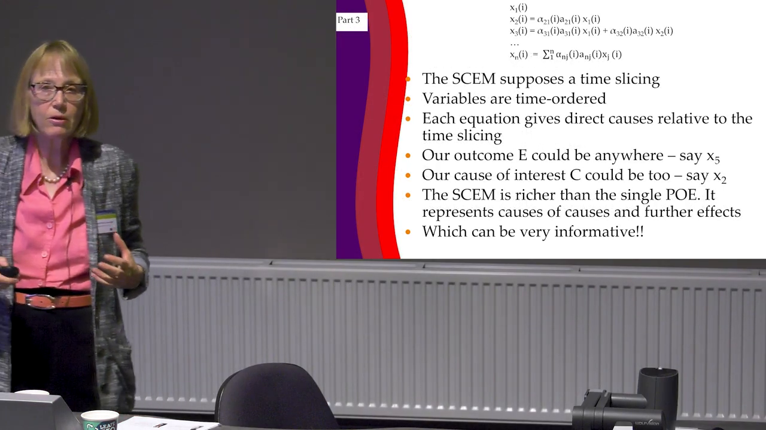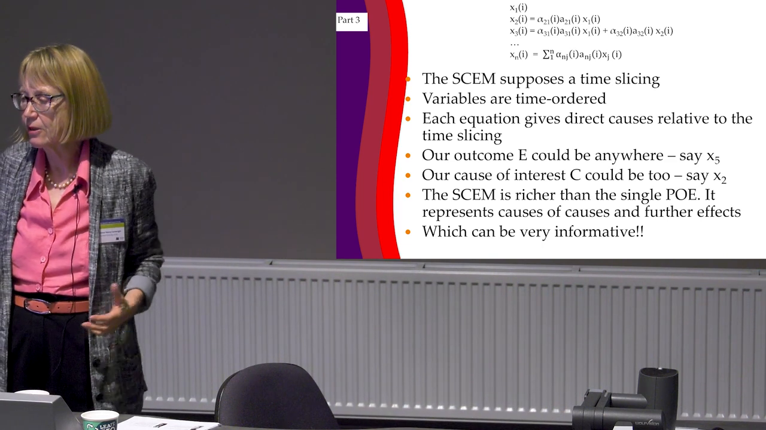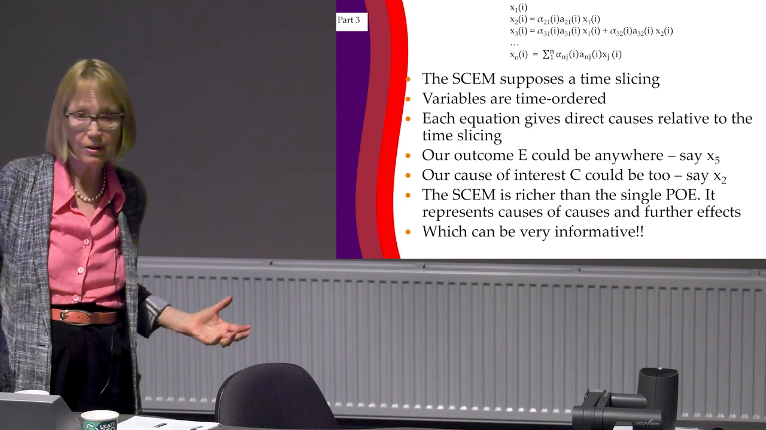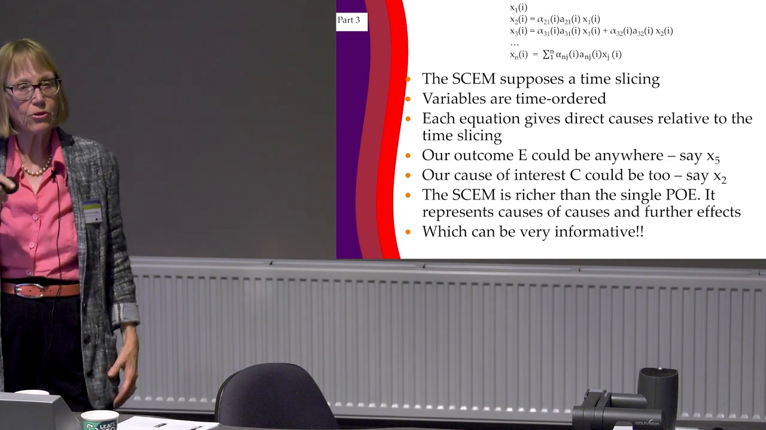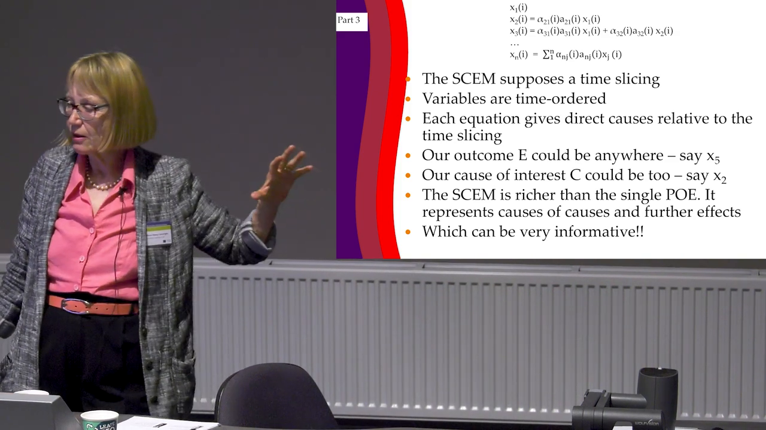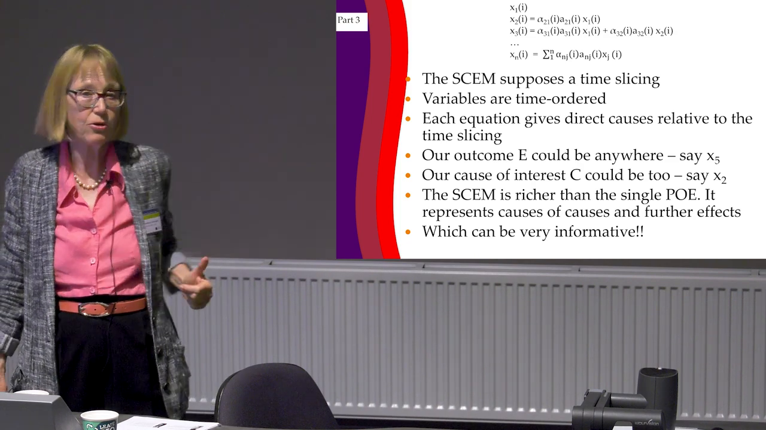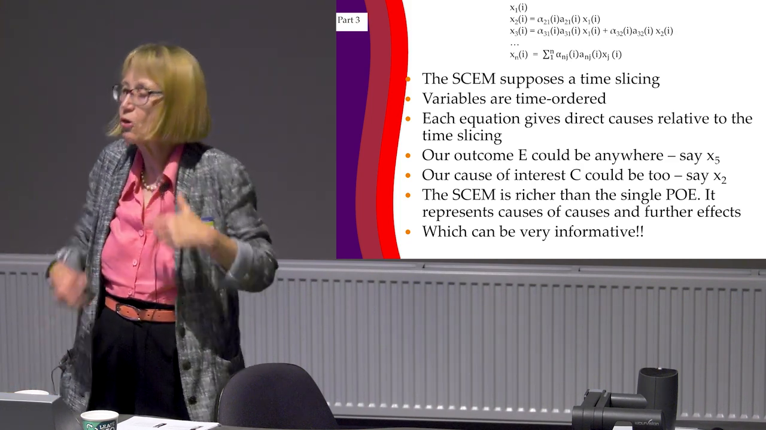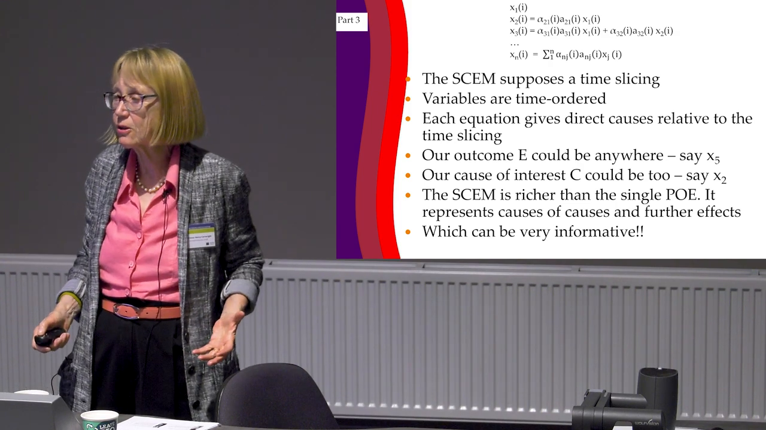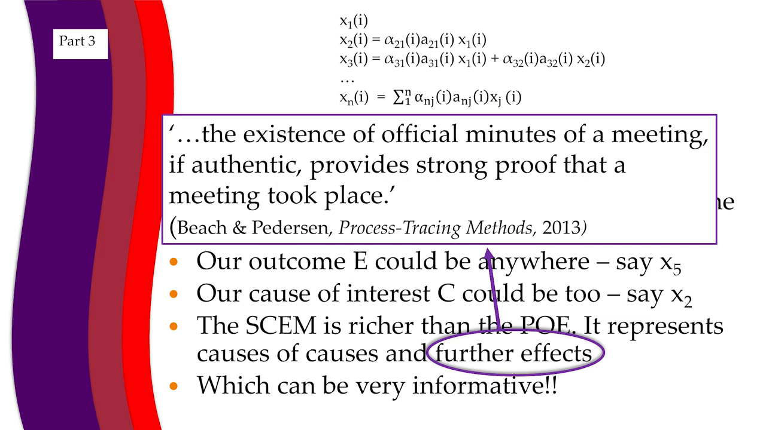And then our outcome, the one we're interested in, I'm going to call it E, could be anywhere. It could be, say, X5. And our cause of interest could also be anywhere, could be X2. Now, the point is just that the economists do that potential outcome equation stuff, and the SCEM is just a generalization of that. But it's richer than the single potential outcome equation because it represents causes of causes and intermediate steps and then further effects. And having a richer representation can actually be very informative.